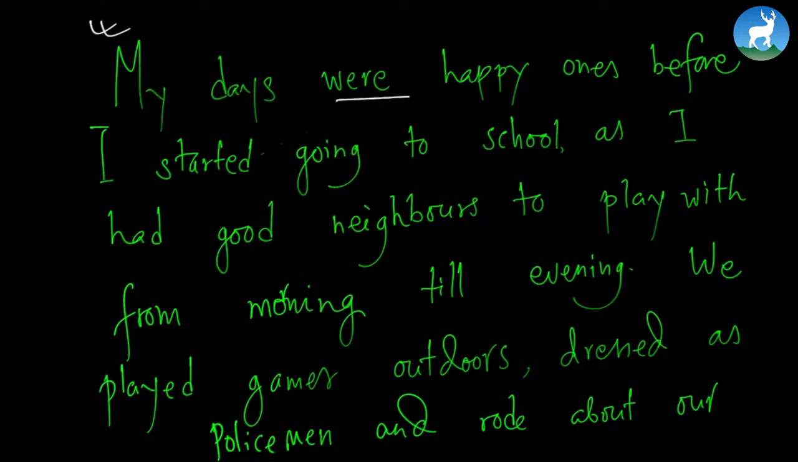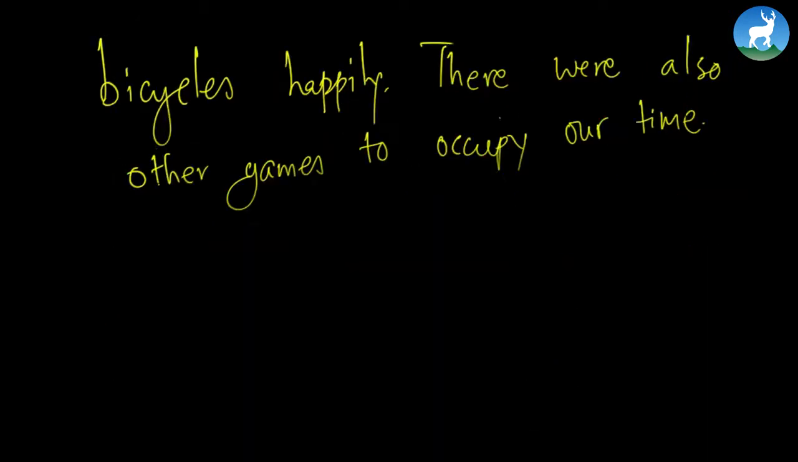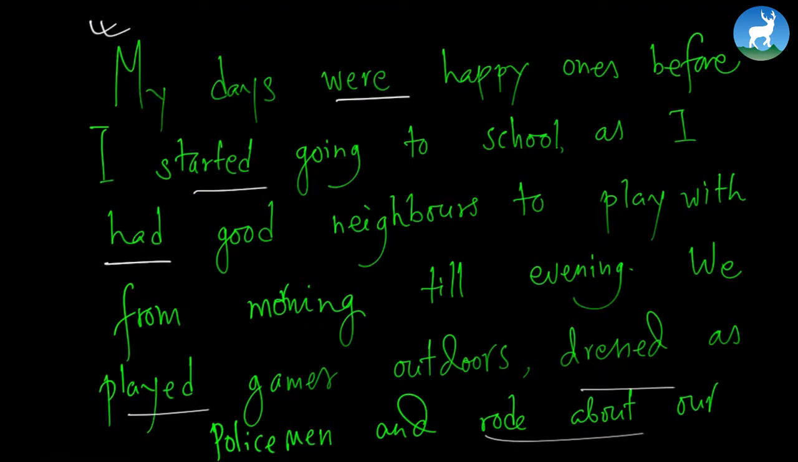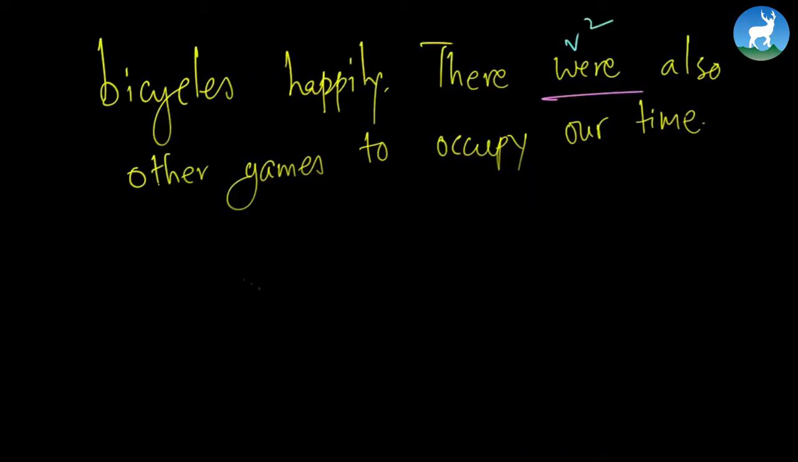My days were happy ones before I started going to school, as I had a good neighbor to play with. From morning till evening, we played games outdoors, dressed as policemen, and rode about on our bicycles happily. There were also other games to occupy our time. So if you go back and analyze the structures, you will find a lot of simple past tense. So this paragraph also contains many examples of past simple tense.